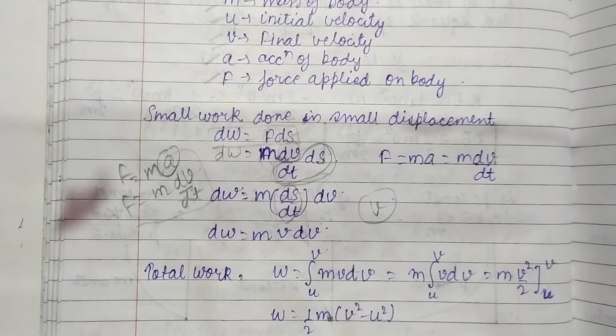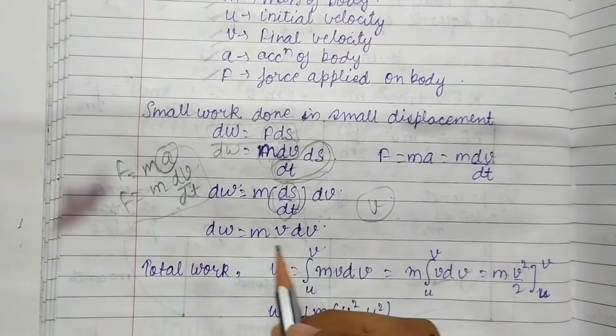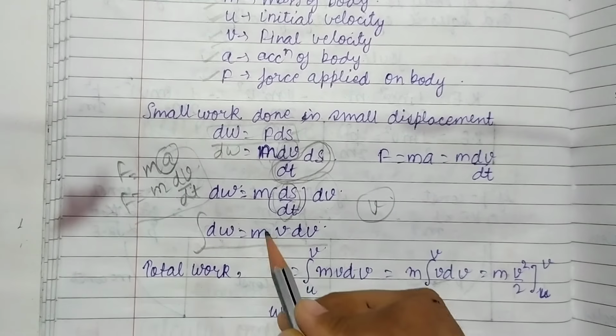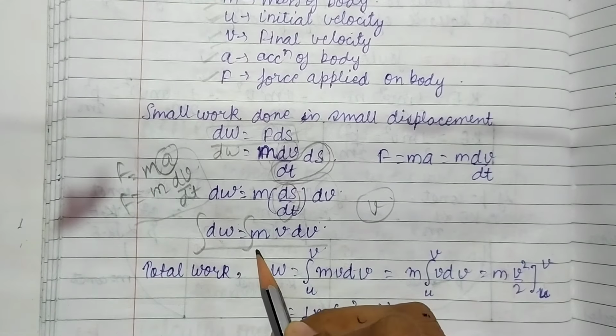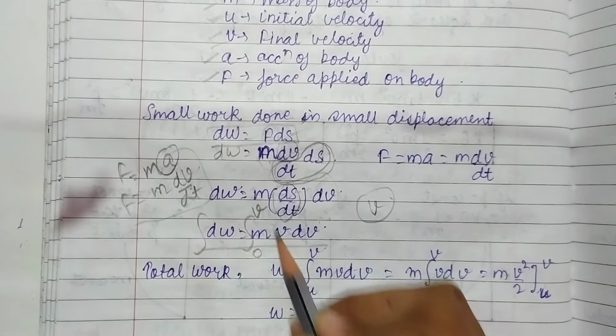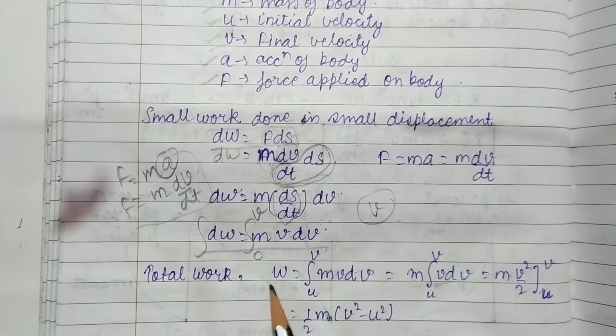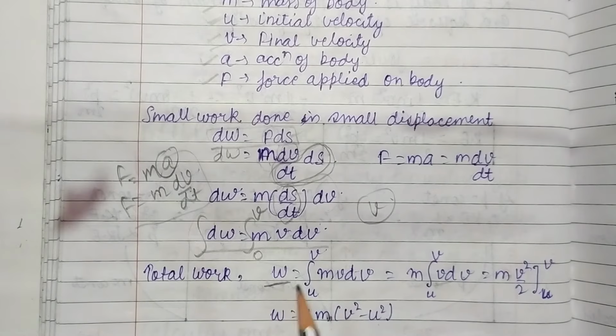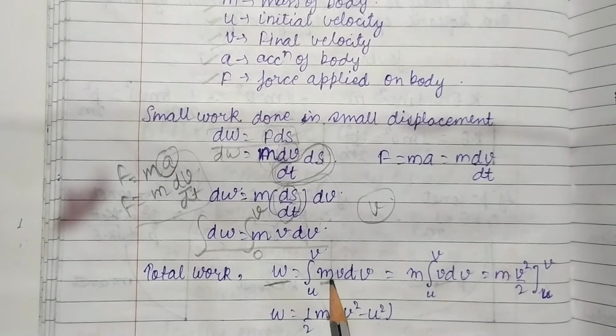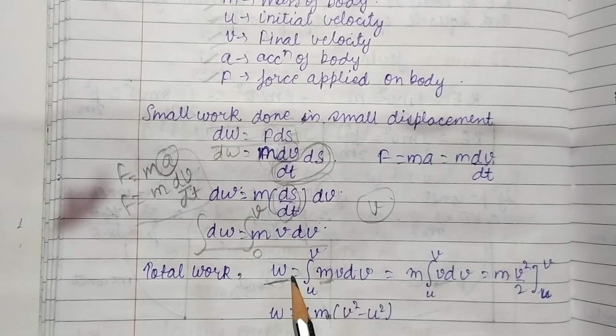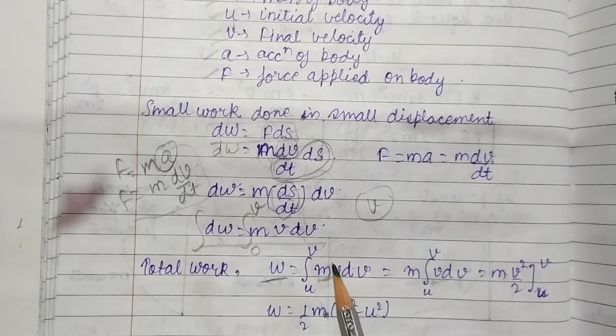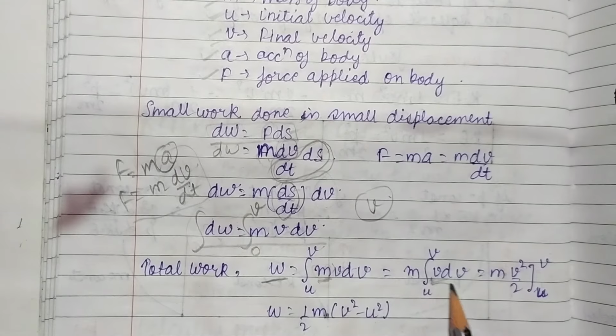Now we want to find out the total work done. So to find the total work done, we simply integrate the equation, and this integration for v will be from u to v. Okay, so what do we get here? We get the total work done, that is W, and on the right hand side, m is a constant, so m will come outside, and the integration is with respect to v, so inside we have v dv.